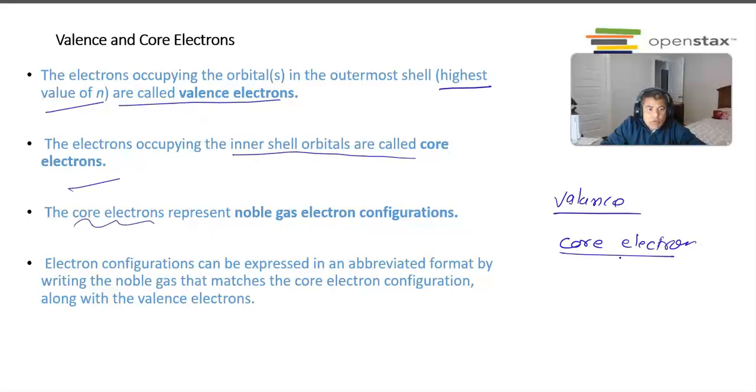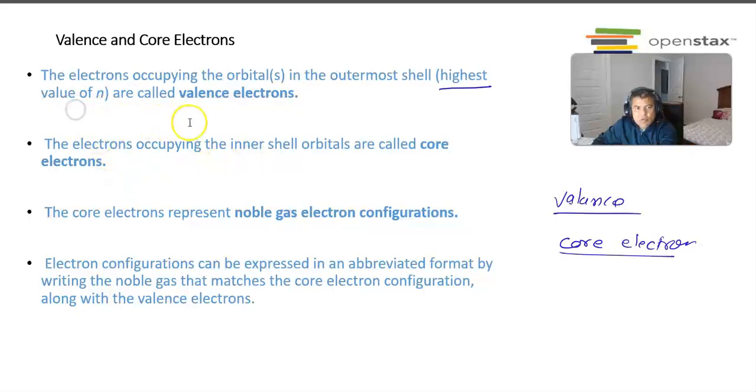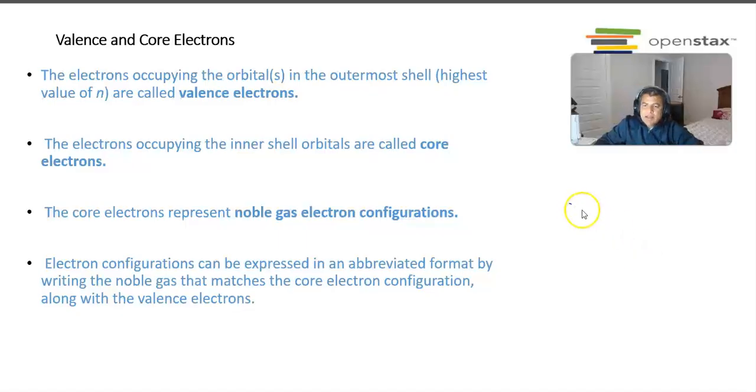So the core electrons represent the noble gas electron configuration. Because they don't take part in the reaction, it's like the noble gas. Including the noble gas configuration is the condensed form of the electron configuration. So we will write in the noble gas form. Now first of all let's see the valence electrons of some atoms, and then we will see the noble gas condensed electron configuration.